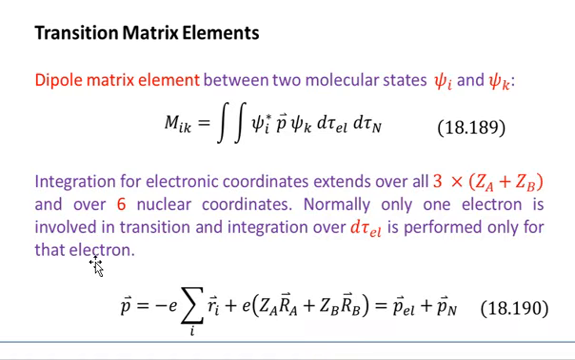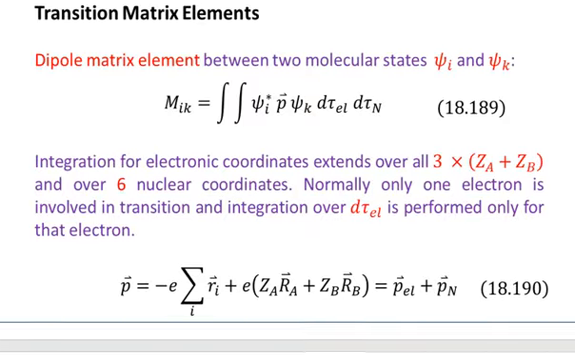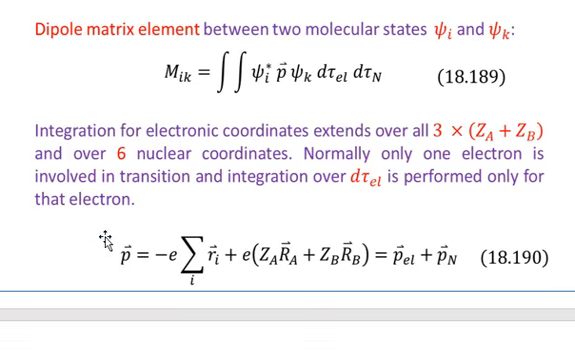So you see that the above integral will be performed only for a single electronic transition. And P is the dipole moment of the molecule that we are writing. So the P vector is equal to minus e times the summation over i of the vector Ri, where Ri stands for the position of the ith electron.